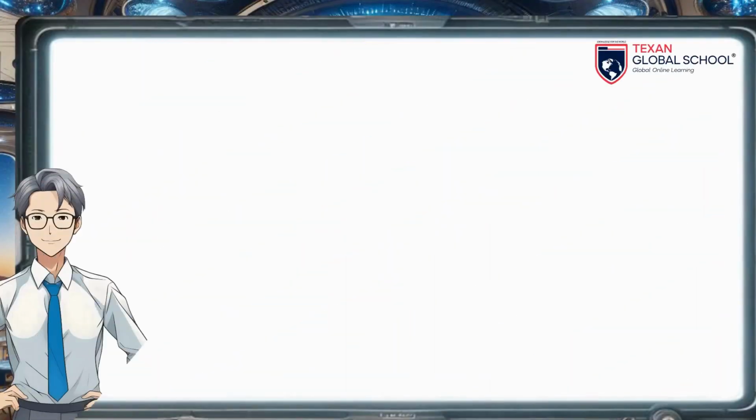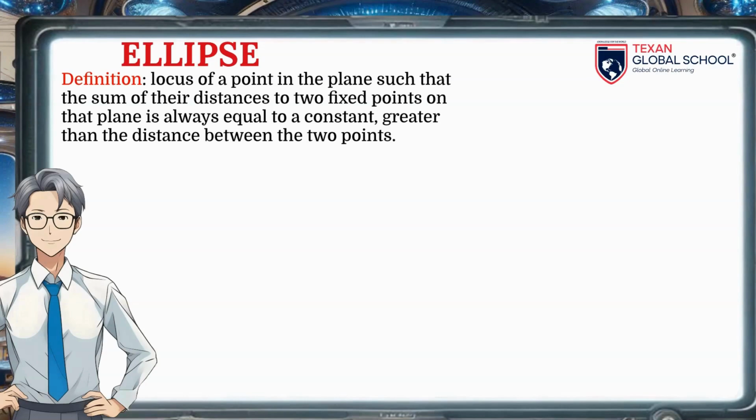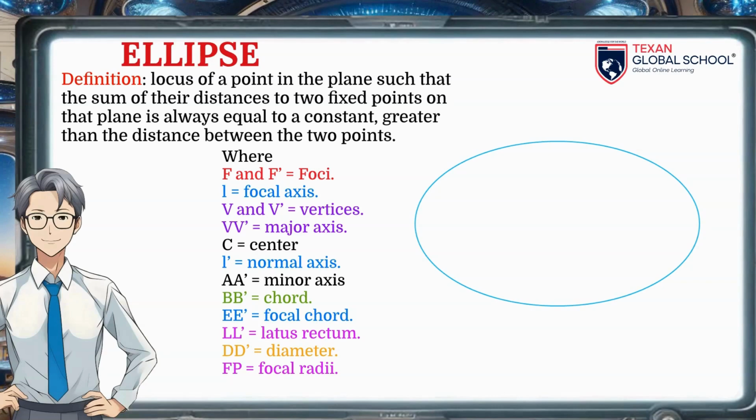By definition, an ellipse is a locus of a point in the plane, such that the sum of their distances to two fixed points on that plane is always equal to a constant greater than the distance between the two points. We can see that F and F' are the foci. L is the focal axis, which is the straight line that passes through the foci.